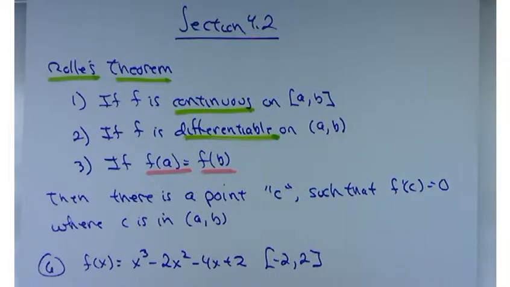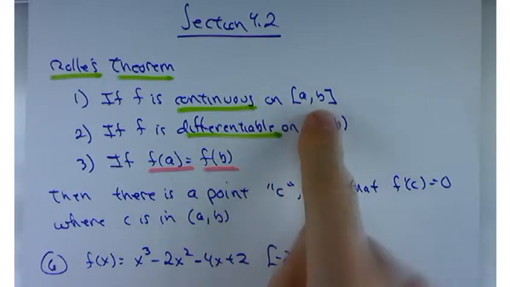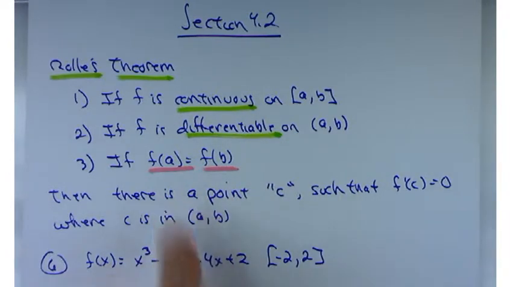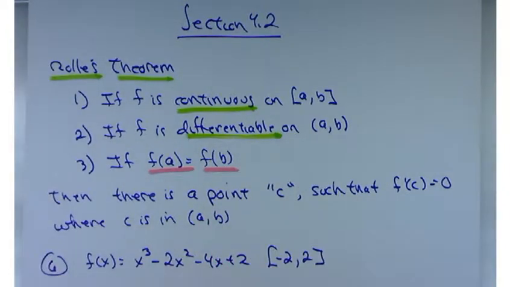So, okay. If that's all true, what this is saying is that there's a point in the middle of a to b such that the derivative is 0. So it has to flatten out. The function has to have a peak or a minimum someplace in the interval a to b if it satisfies Rolle's theorem. So let's apply that to problem number 6 here.